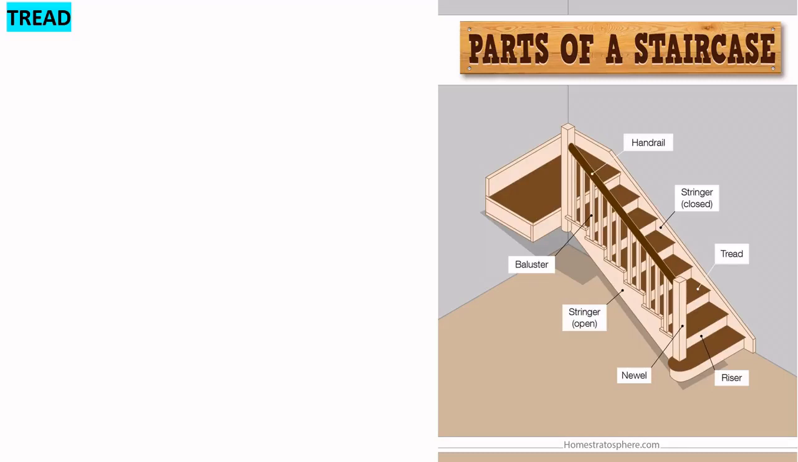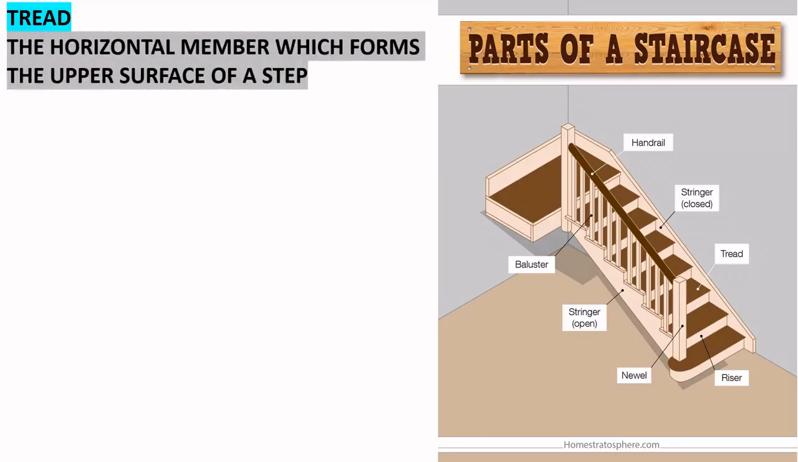First is what is called the tread. The horizontal member which forms the upper surface of a step. See, these are all steps. This is one step, 2, 3, 4, 5, 6, 7 steps and a landing, totally 8. So the horizontal member which forms the upper surface of a step. For this step, this is the upper surface. This upper surface is called the tread.